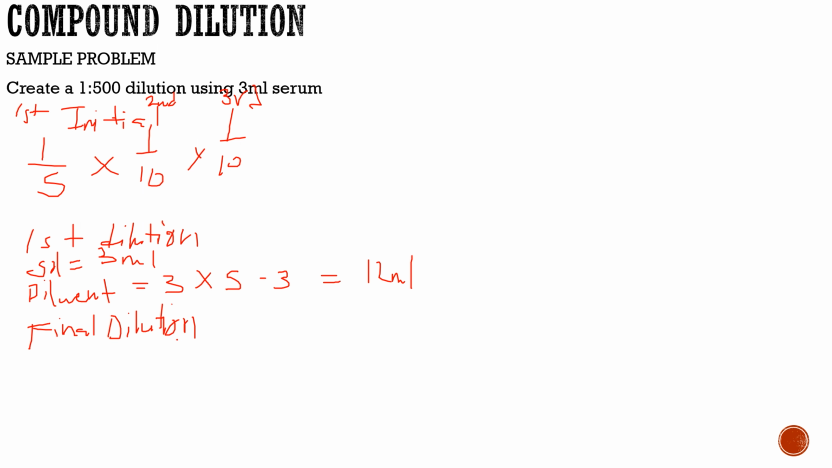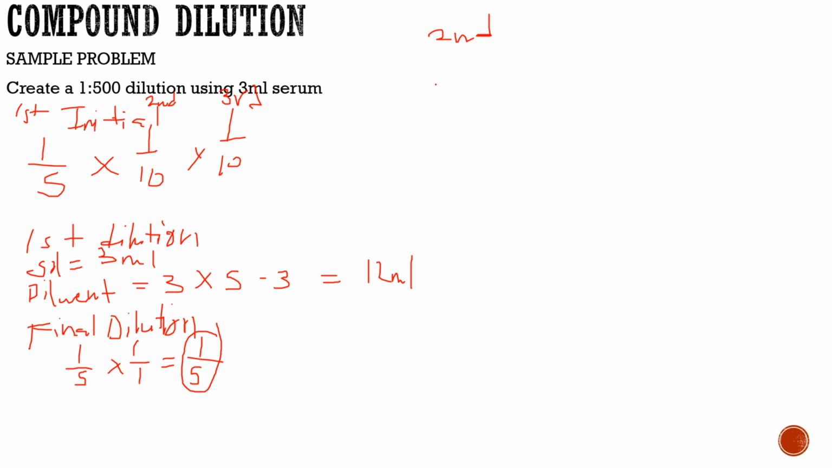Pag nakuha mo na yung diluent mo, you now compute for the final dilution. And in this case, sa final dilution mo, we have the initial dilution, 1 is to 5, times the previous dilution. Since this is the first dilution, wala ka pang previous dilution. So 1 is to 1. Stick ka lang sa 1 is to 1. You now have a final dilution for the first dilution of 1 is to 5. You now go to the second tube.